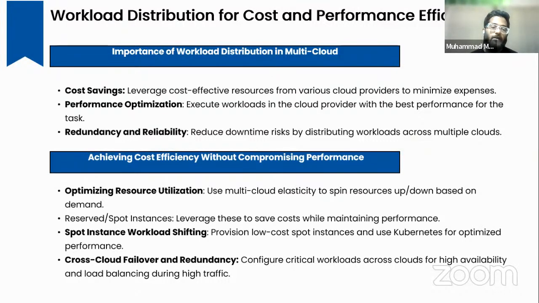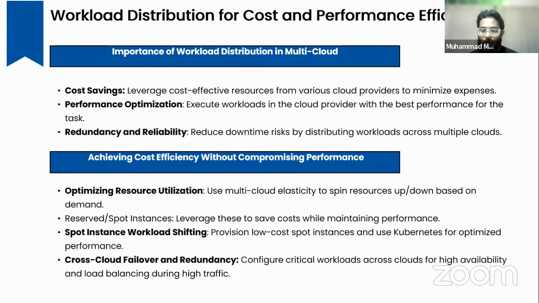Redundancy and reliability: reduce downtime risk by distributing workloads. Achieving cost efficiency without compromising performance. Optimizing resource utilization, using multi-cloud elasticity to spin resources up and down based on demand. We can use reserved and spot instances, leveraging these to save cost while maintaining performance. Spot instance workload shifting provides low cost spot instances, and we use Kubernetes to optimize performance. Cross cloud failover and redundancy.